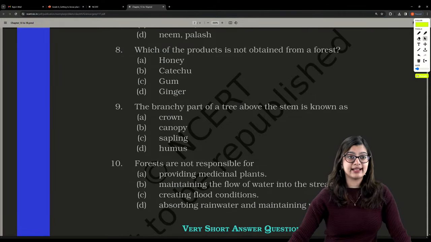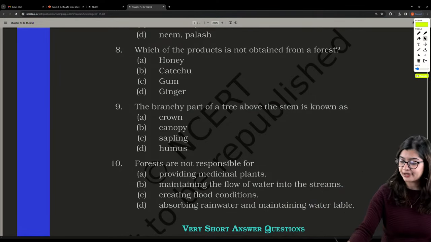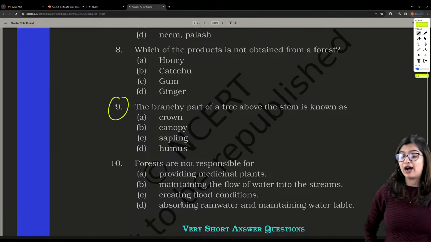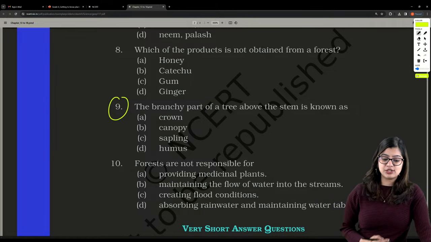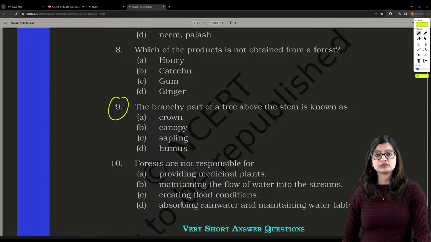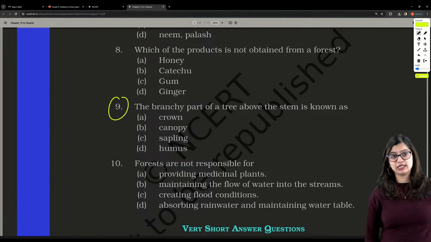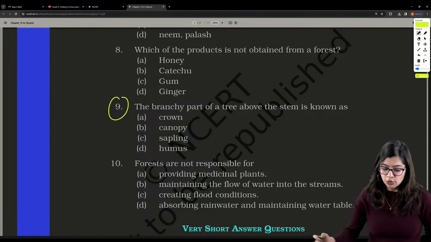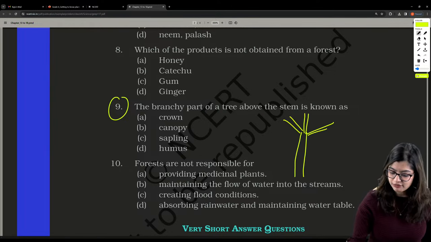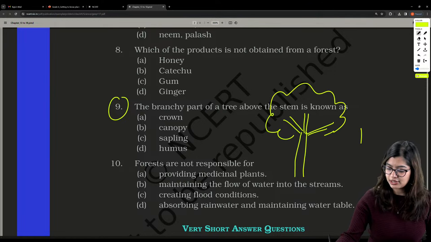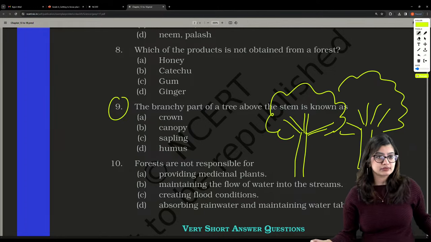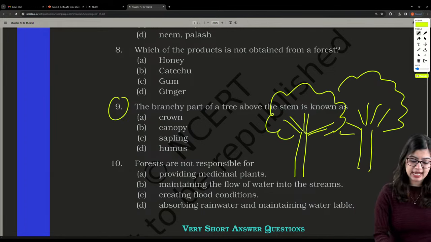Okay. I will take that question now for all of you who have a doubt in that. Question number 9, second last question from the chapter. The branchy part above the stem is known as dash. The crown, the canopy, saplings, or the humus? We're talking about a tree, at the top part, we observe branching. In a forest, most trees show this. What do we call it? Is it a canopy?